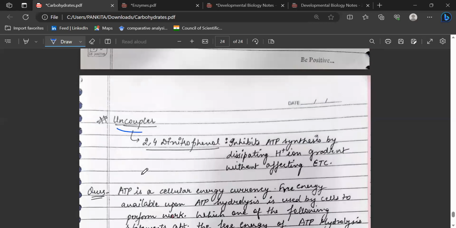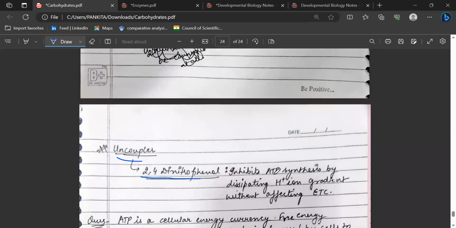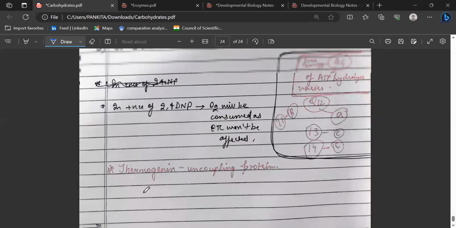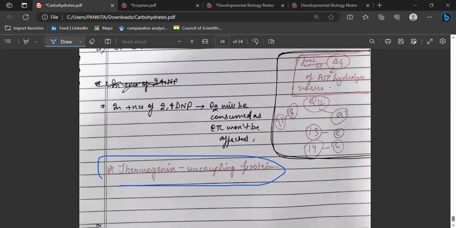One uncoupler is 2,4-dinitrophenol. It inhibits ATP synthesis by dissipating the H-positive ion gradient without affecting the ETC. So it dissipates the proton gradient and does not affect the ETC. Thermogenin is also an uncoupling protein. In the presence of 2,4-DNP, oxygen will be consumed and the ETC will not be affected.